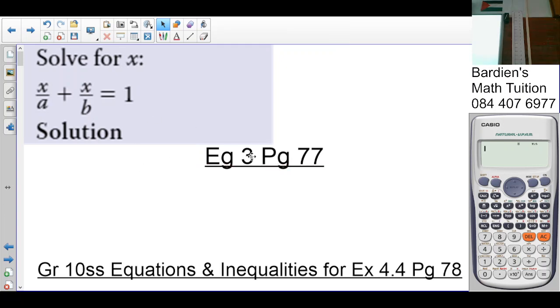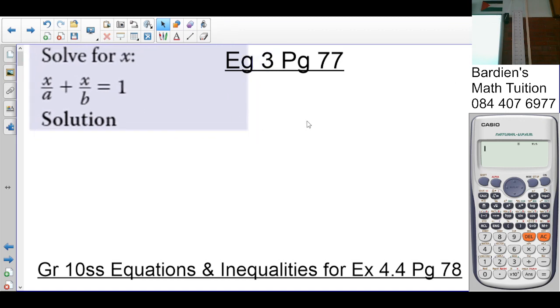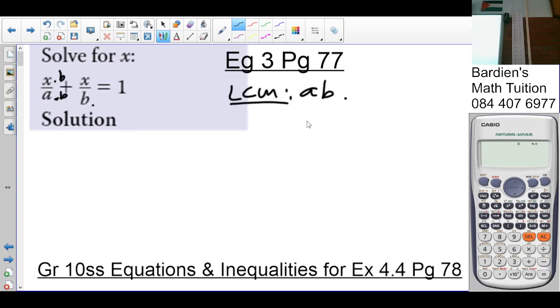Alright, so where do we start here? You see, fractions are always going to come back, all the time. So what do we do first? LCM. And what's my LCM here? AB. So what must this be multiplied by? B. This here? A. That's over 1. So this here? AB. In other words, you've got XB plus AX, or XA, equals AB. What must you make the subject of the formula? X. Okay.